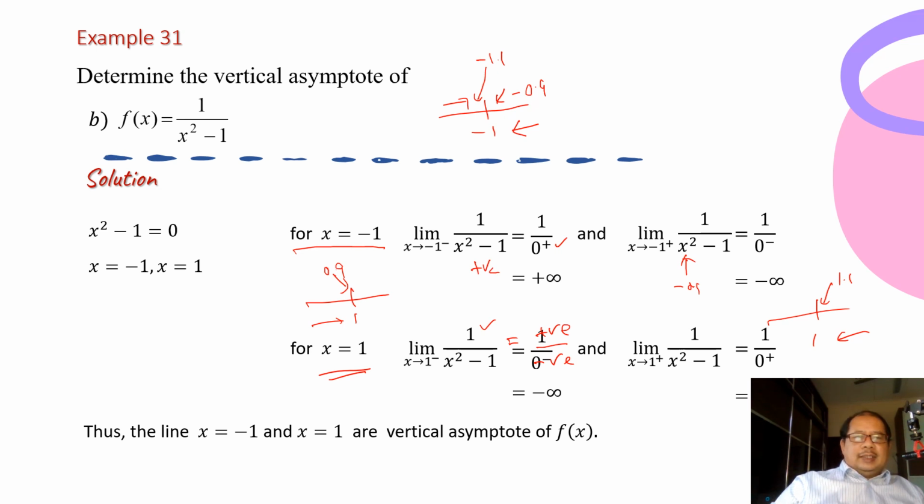Okay, so the lines x equal to -1 and x equal to 1 are vertical asymptotes of f(x). Dalam soalan ni kita ada dua vertical asymptote, x equal to -1 dengan x equal to 1.